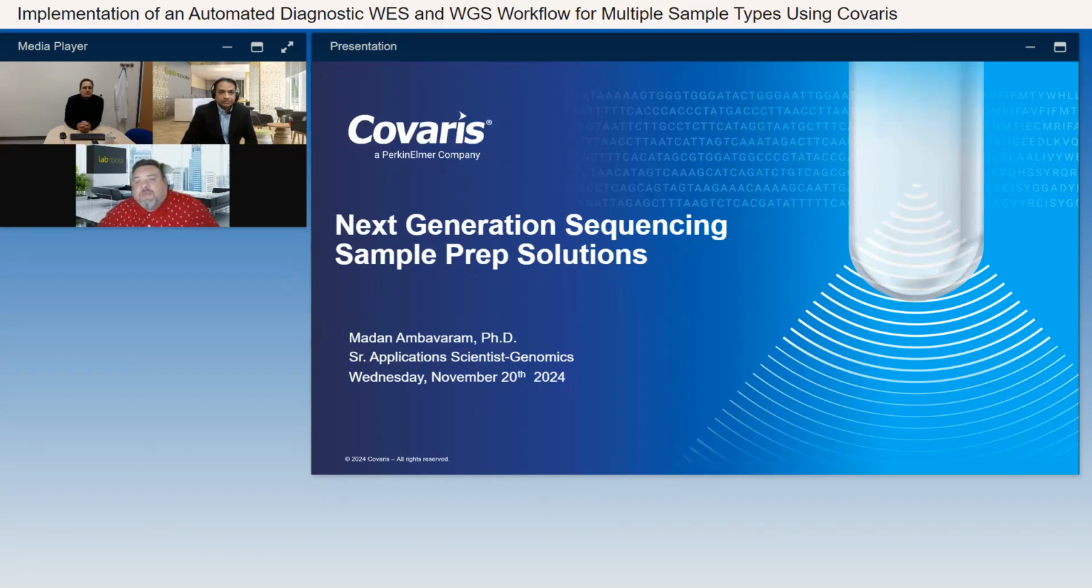Hello, everyone, and welcome to implementation of an automated diagnostic WES and WGS workflow for multi-sample types using Covaris on the Hamilton Microlab Star Liquid Handling Platform.